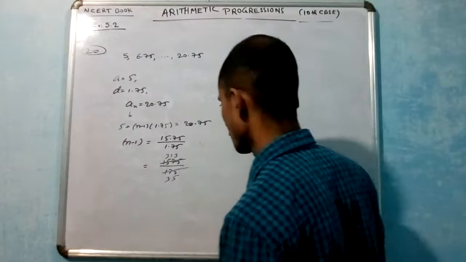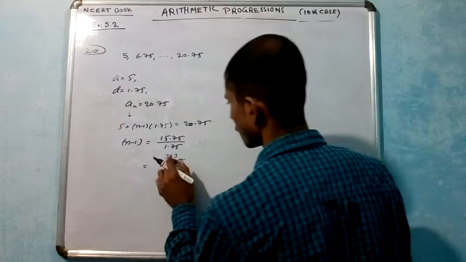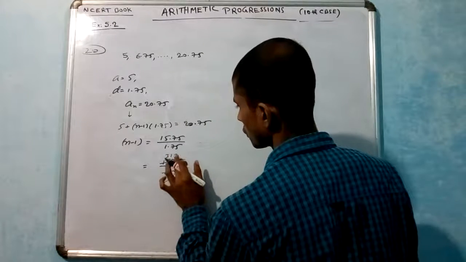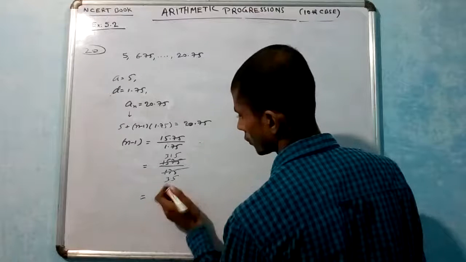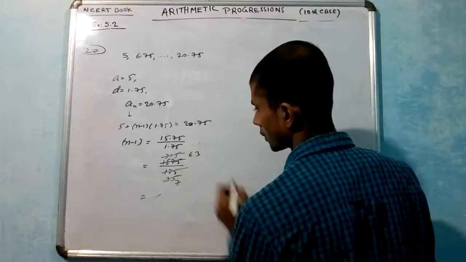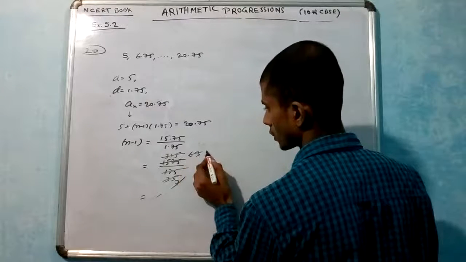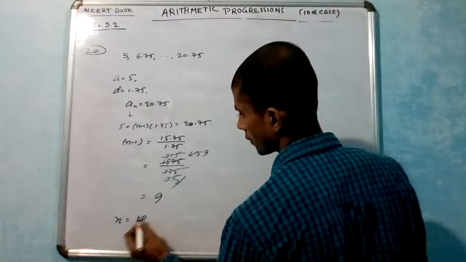5 3 is a 15, 5 1 is a 5, 2 is coming 25, 5 5 is a 25. So 3 1 5 again it will go. 5 7 is a 35, 5 6 is a 30, 5 3 is a 50. The 7 table it will go. 7 9 is a 63. So 9. So n minus 1 is equal to 9, so n is equal to how much? 10. Therefore n is equal to 10.